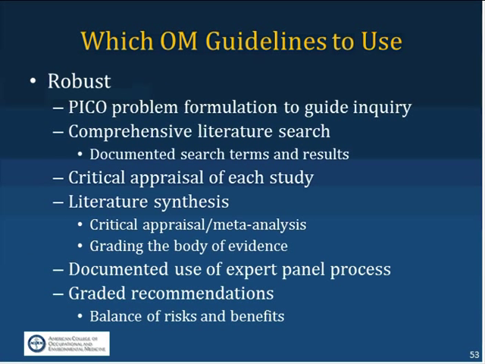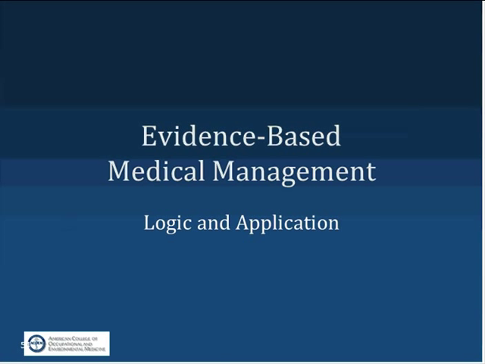So robustness is one of the AGREE domains. It's one of 6. And you've seen this list before, but when you're doing an AGREE evaluation of a guideline, you go through this as part of the checklist. So that's how the ACOEM guidelines were put together, and some guidance for you when you're trying to decide which guidelines to use in your practice.